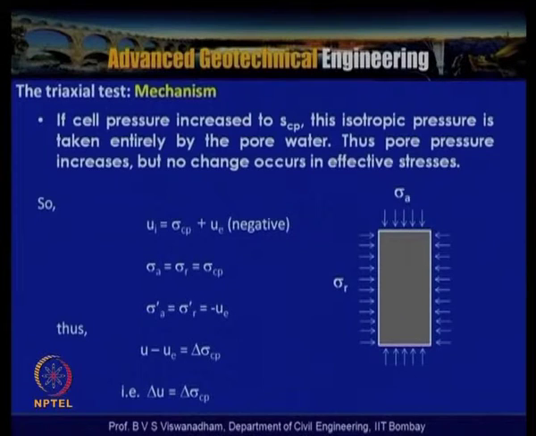If the cell pressure is increased to say sigma Cp, then the isotropic pressure is taken entirely by the pore water, and the pore water pressure increases, but no change occurs in the effective stress, because if there is no volume change, then there is no change in the effective stress.